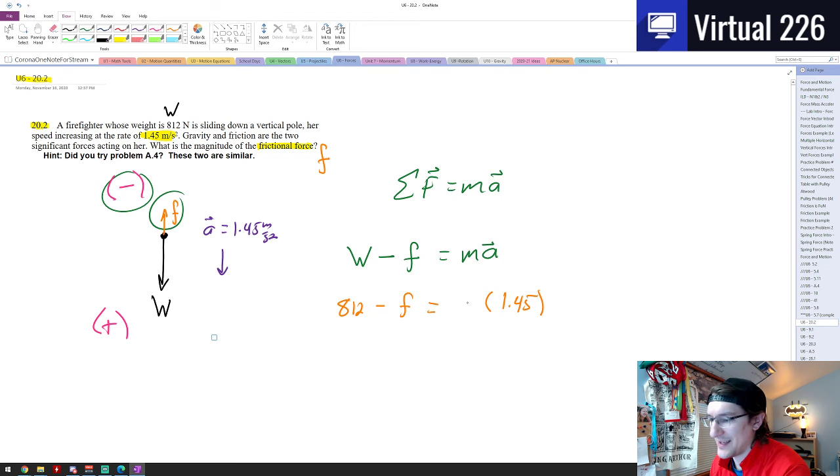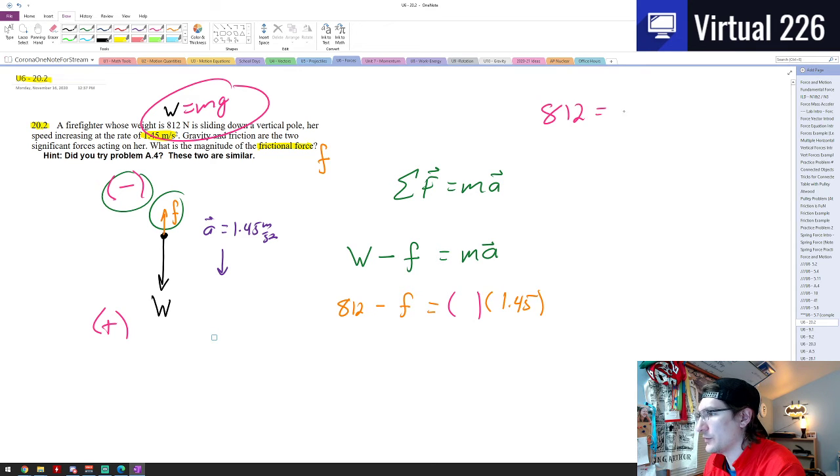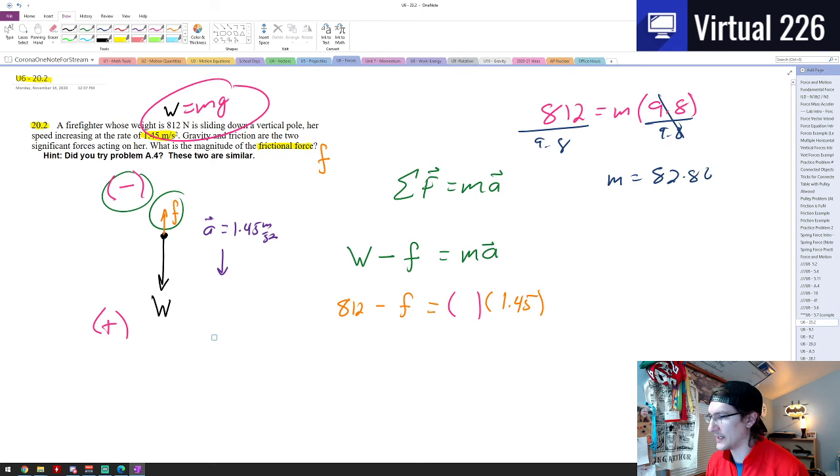Now, what is this mass here? Well, we know what the weight is, and we also know that weight equals mg. So if we know weight is 812, that equals mass times gravity, which is 9.8. If we simply divide by the 9.8 on each side for gravity, that'll give us the mass. And if we take 812, divide it by 9.8, we'll find that the mass of our firefighter is 82.86 kilograms.